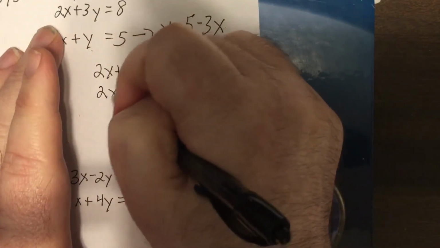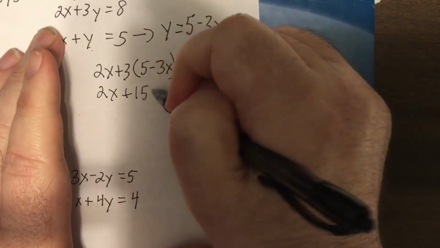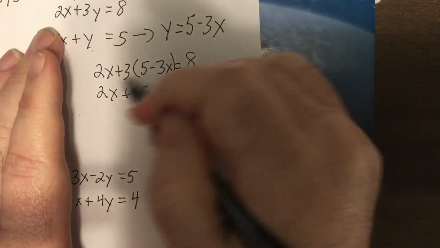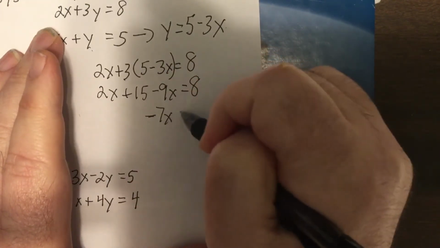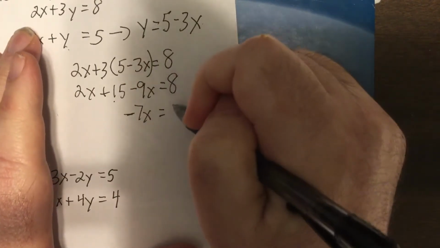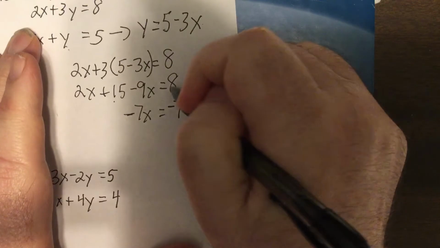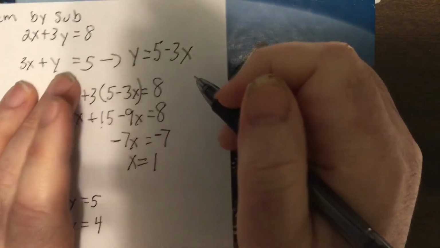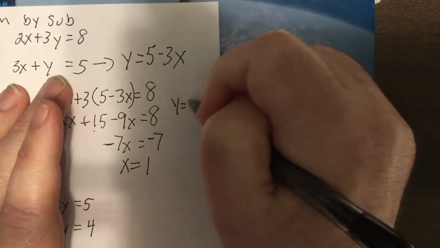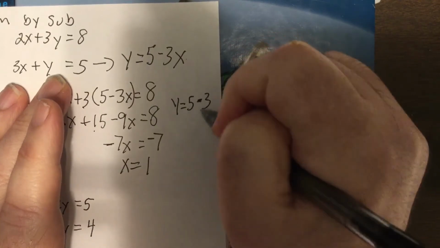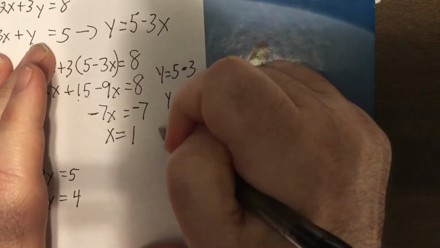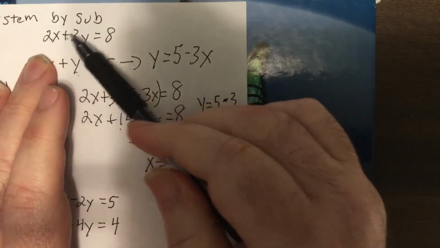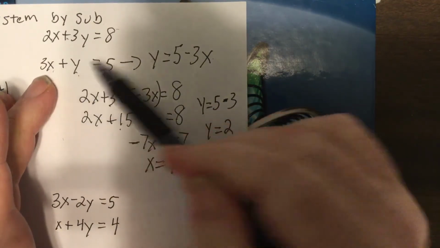So 2x plus, distribute the 3, 15 minus 9x equals 8. So I'm going to combine the x's, that'd be minus 7x, subtract the 15, and I get minus 7, 8 minus 15, so x equals 1 again. It's not always 1, but I'm trying to do nice numbers. So then y equals 5 minus 3 times 1, so y equals 2. So it's 1, 2. And it should cause both to be true. 2 times 1 is 2, plus 6 is 8. 3 plus 2 is 5. Yes!